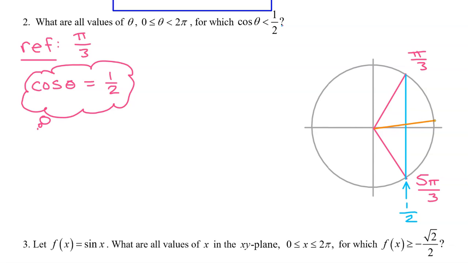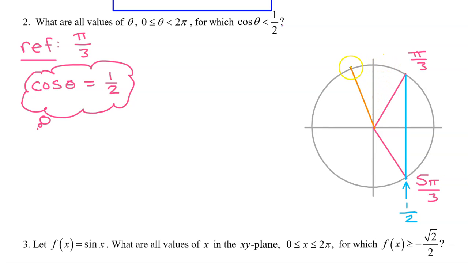So as we begin our rotation, notice that we are to the right of the blue line. The horizontal displacement is greater than 1/2 until we get to pi over 3. Right here, the horizontal displacement is equal to 1/2. As we pass this angle, as we go past pi over 3, the horizontal displacement is now less than 1/2. We are to the left of the blue line.